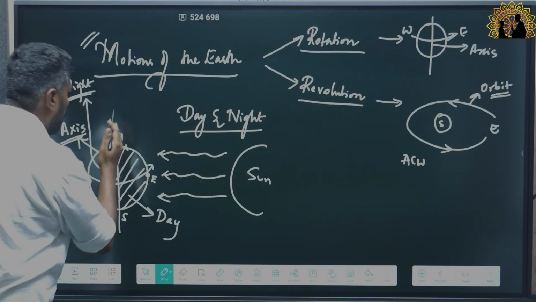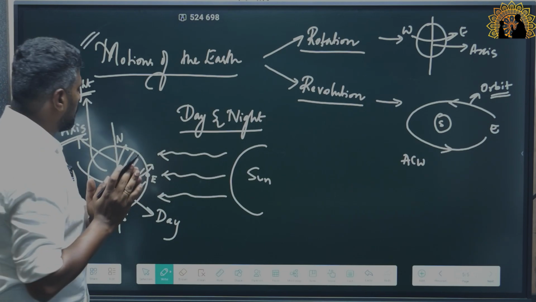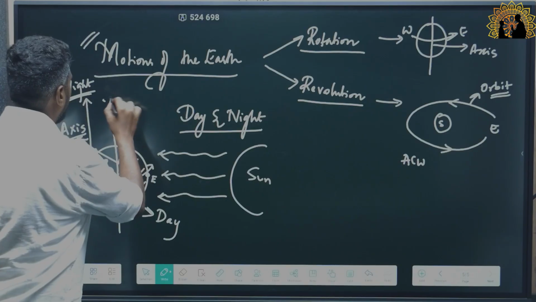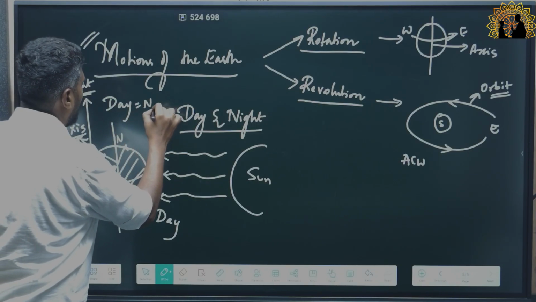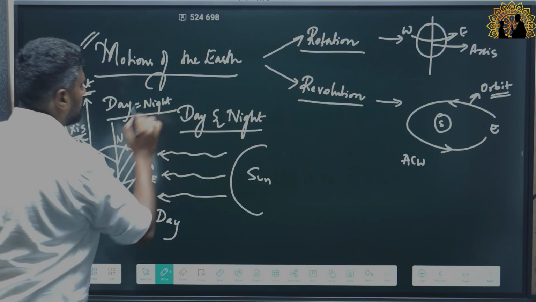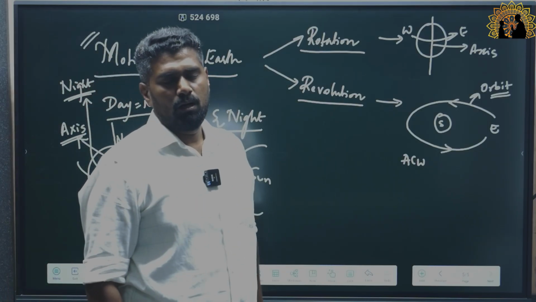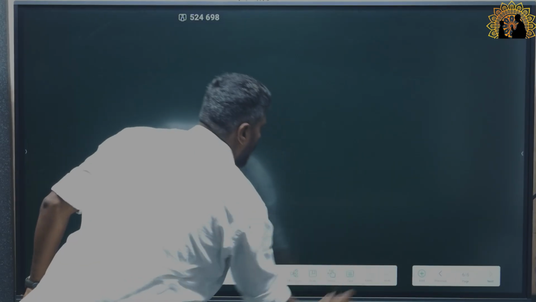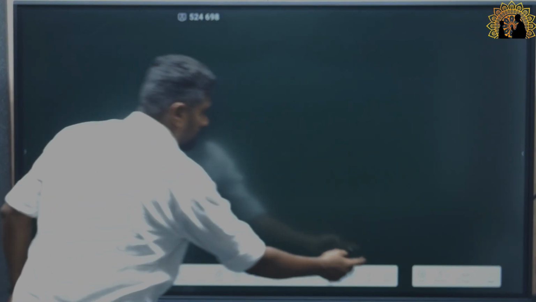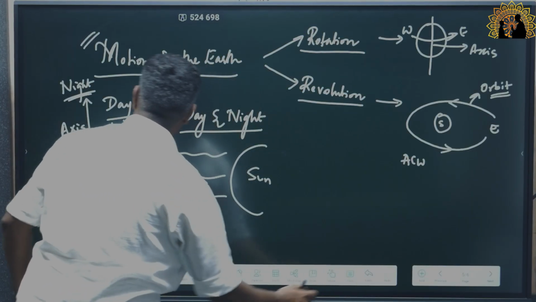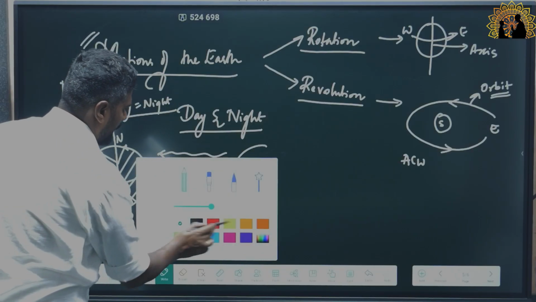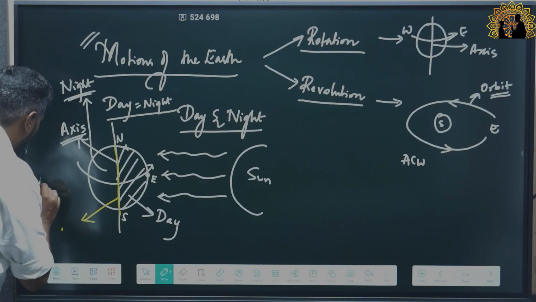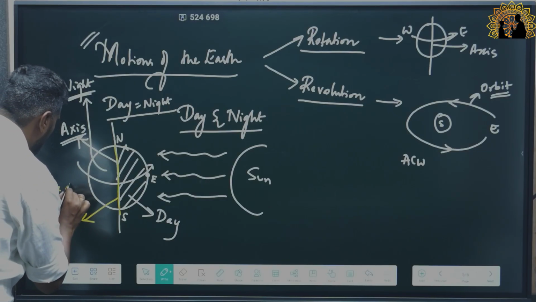If there was no tilt in the axis, if it were completely 90 degree, both sides would have equal day and equal night. But this is not the condition. The line which divides day and night is what we call the circle of illumination.